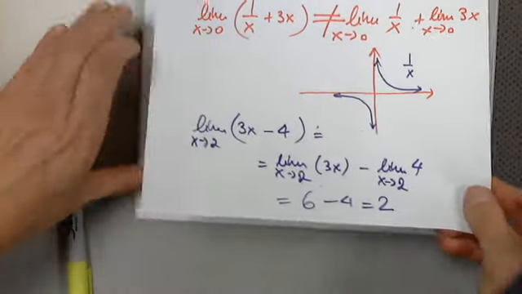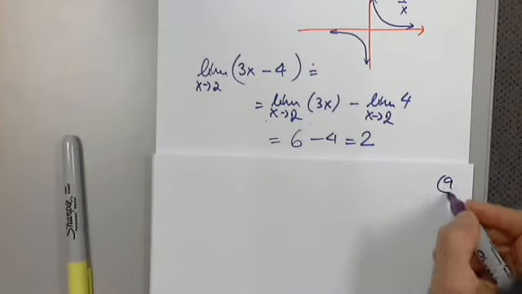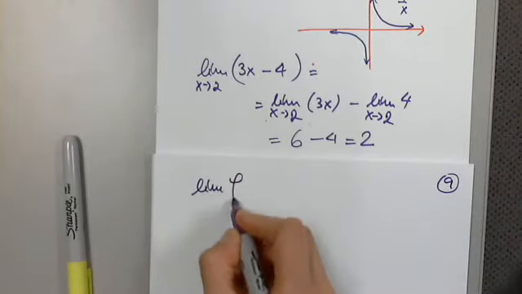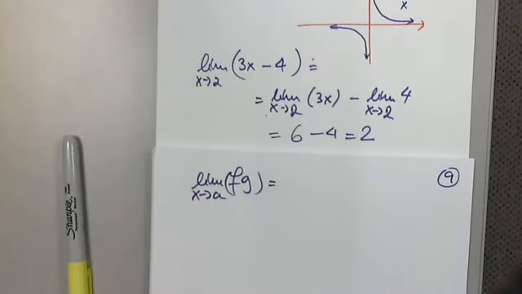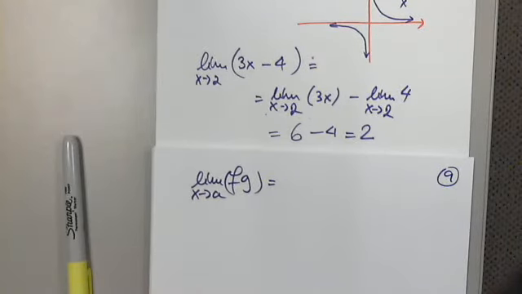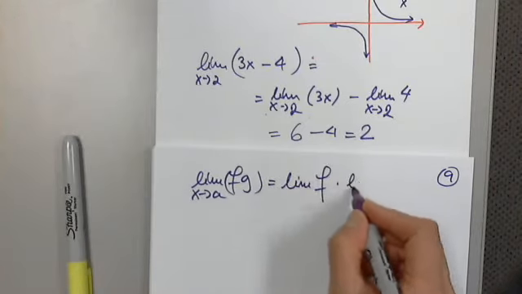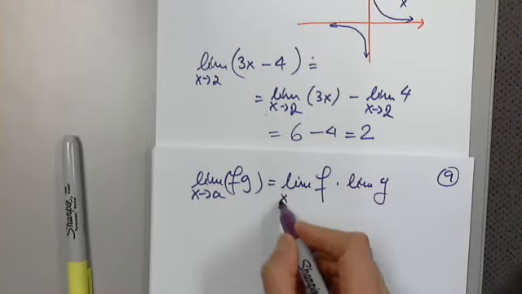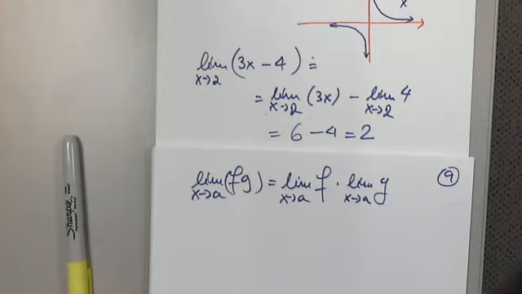Of course, we have the limit of a product, which will be the product of the limits. So limit of fg as x approaches a. What do you think? A wild guess. What do you think this will equal to? Limit of f times limit of g. The same with the sum and the difference, they're the same.